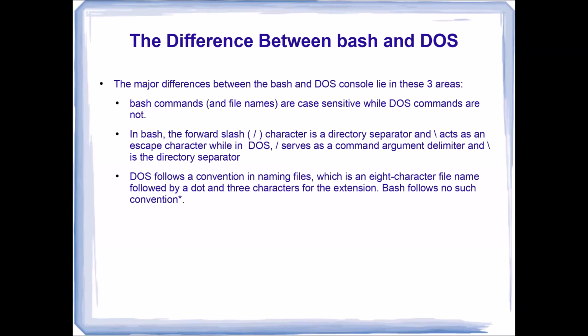You're all familiar with the 8-character dot 3-character for file names in DOS and CP/M, actually going back even before that. I copied this from somebody else. Bash follows no such convention. While it's true that the command line doesn't care about that, many applications programs, which technically are supposed to figure out what the file is they're working on from the internal header of the file, many of them actually do look at the extension. I'll show some examples of that later, but those are not mandatory.